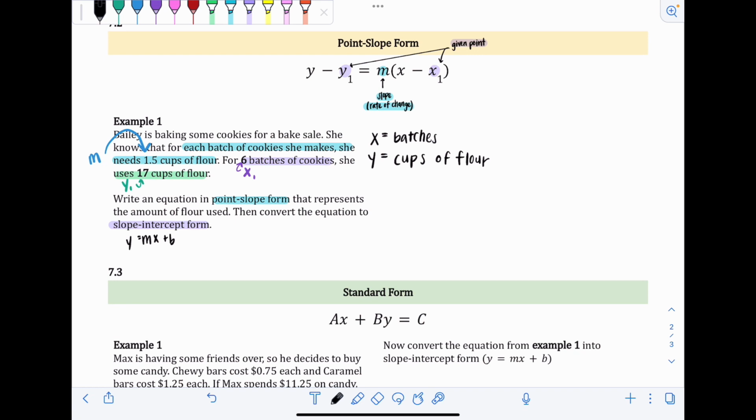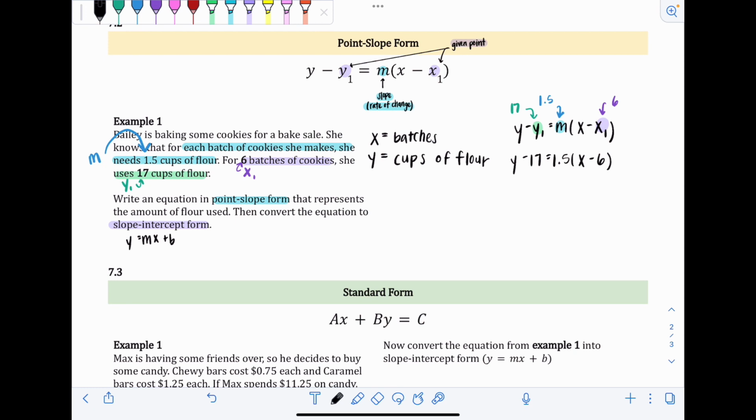Which is M and then X1 and Y1. So I'm going to start with just copying down the formula: Y minus Y1 equals M times X minus X1. We said M was 1.5, so we're going to put a 1.5 in for M. We said X1 was 6, so we're going to put a 6 in for X1. And we said y1 was 17, so we're going to put a 17 in for y1. Once we put everything in, it'll be y minus 17 equals 1.5 times x minus 6.